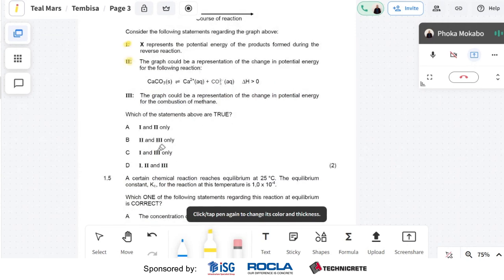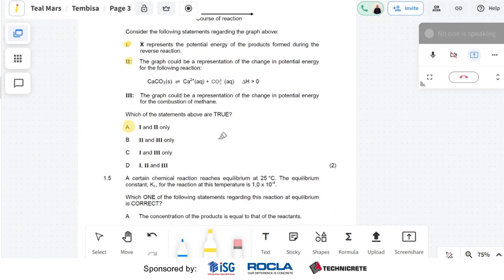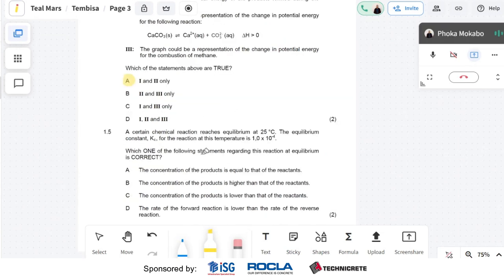And if you come down here to the options, that would lead you to A being the correct example over here. Right, then 1.5. They say a certain chemical reaction reaches equilibrium at 25 degrees Celsius. The equilibrium constant, Kc, for the reaction at this temperature is 1 times 10 to the negative 4.